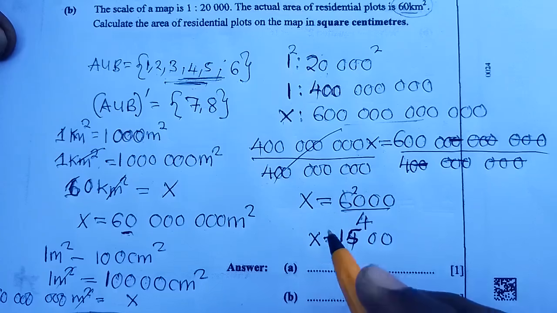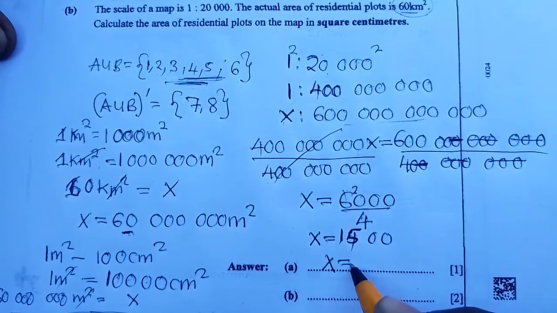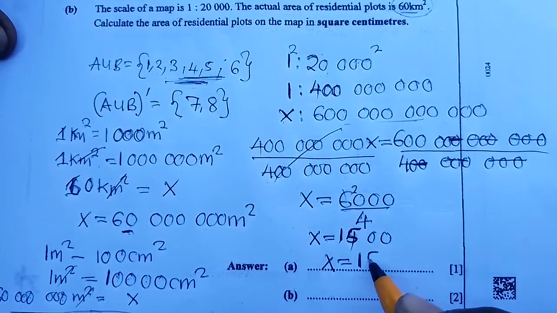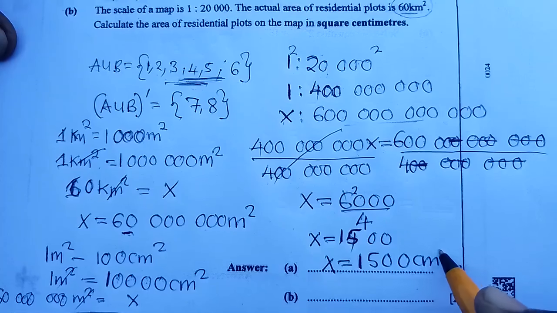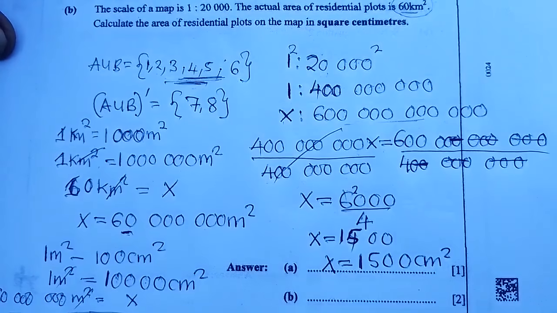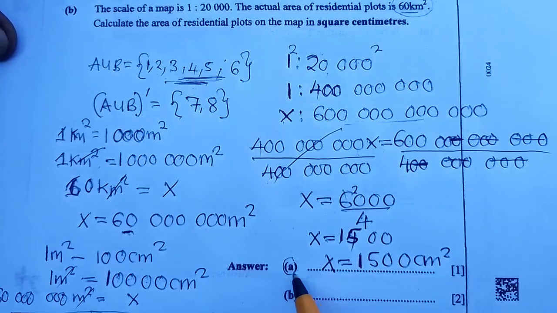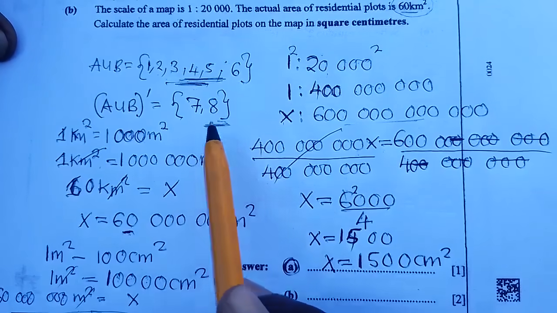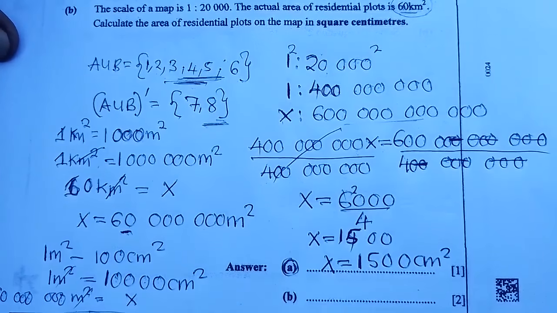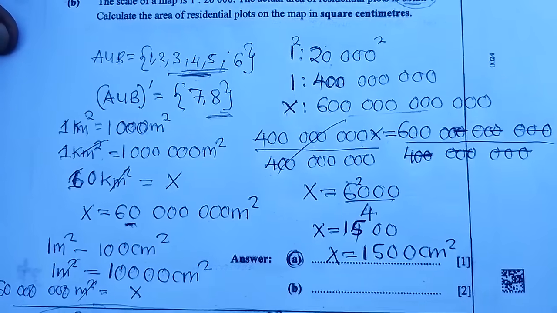So x now is equal to 1500 centimeters squared, because it is in squared. This is not to say this is the answer for A like I've written it here. No. The answer for A, we already know it. That is the answer. This is the B part. So this is how you need to work out this one.